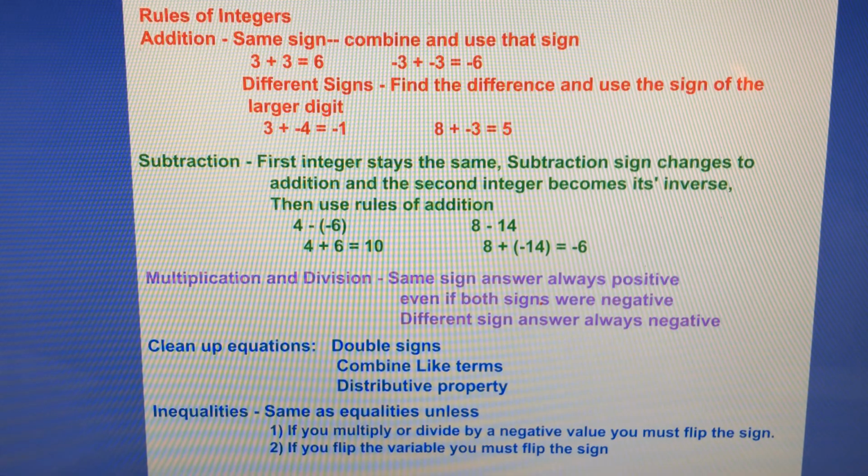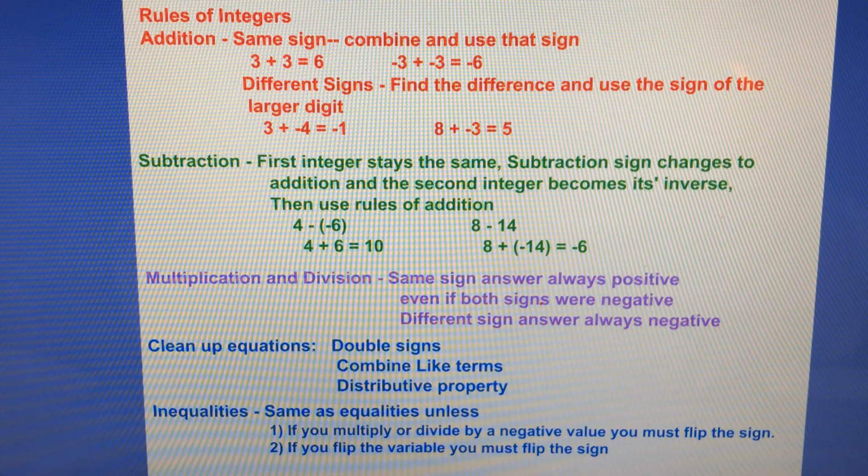The last thing I want to show you, which is very filling on the screen, are the rules of integers. I suggest you pause it. I truly suggest you copy it because you need to have this handy at all times. I've given you the rules of addition, subtraction, multiplication, and division.